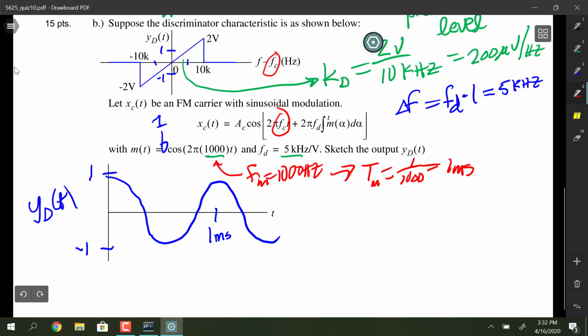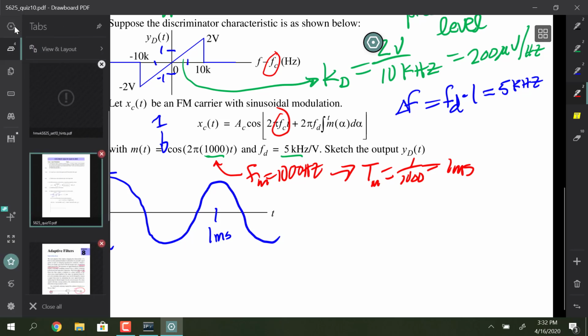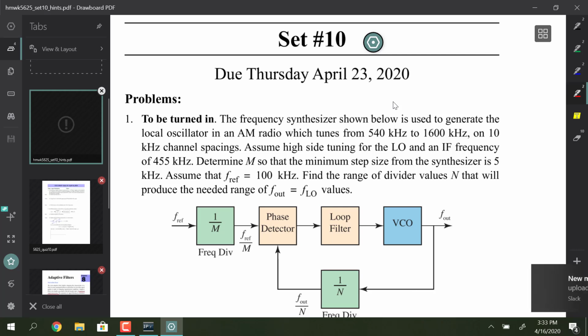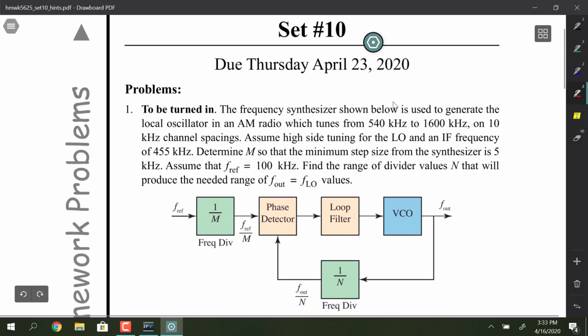So before I get back into phase lock loops, I'm going to look at the homework. So Colton, thank you. You must have done it electronically or something, but I don't want you getting distracted to take pictures. But if you got the picture quick enough, that's fine.